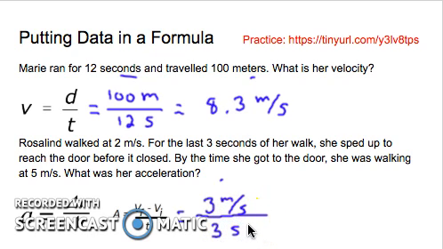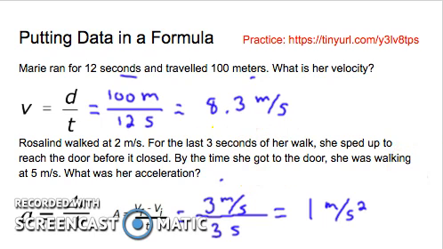Now, you don't even have to use a calculator to know what 3 divided by 3 is. But if you need to, you can. But 3 divided by 3 is simply 1. And don't forget the units. You may remember that the units for acceleration is going to be meters per second squared. So Rosalind was accelerating at the rate of 1 meter per second squared as she sped up to get to the closed door.